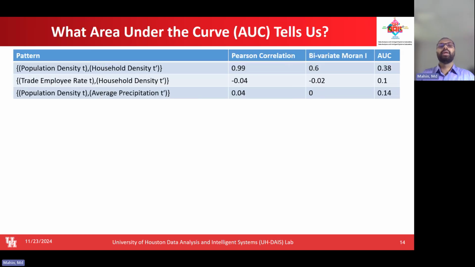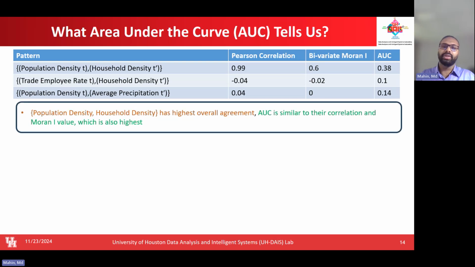We find that these are some sample results from AOC, where you can see that population density and household density have a very high Pearson correlation, a high bivariate Moran's I, and also a high AOC. But trade employee rate and household density, and also population density and average precipitation, have very weak correlation, very weak bivariate Moran's I, and also very weak AOC. So what we can see is that AOC shows a relation almost similar to Pearson correlation and bivariate Moran's I.